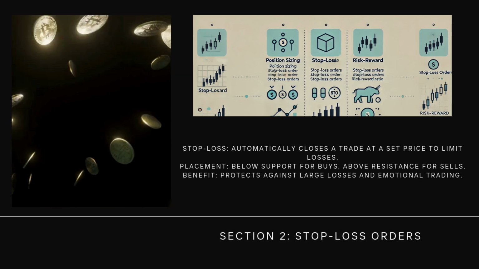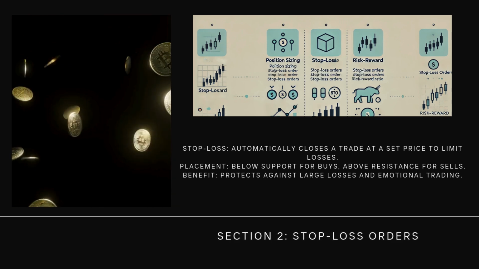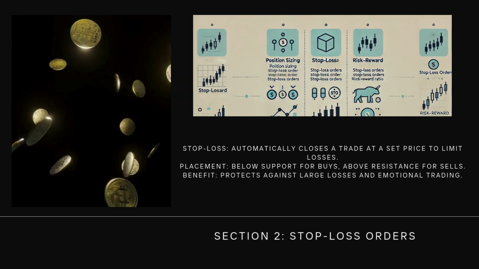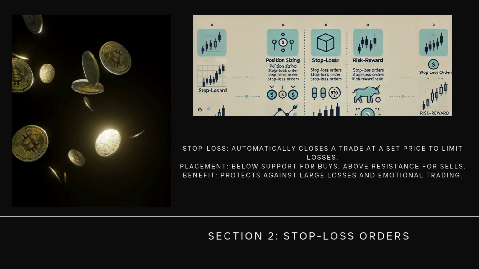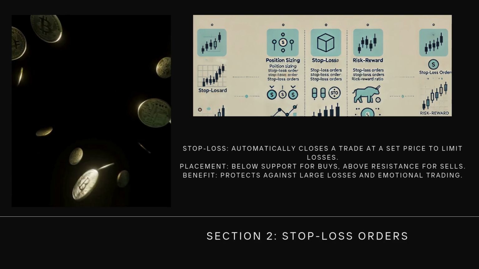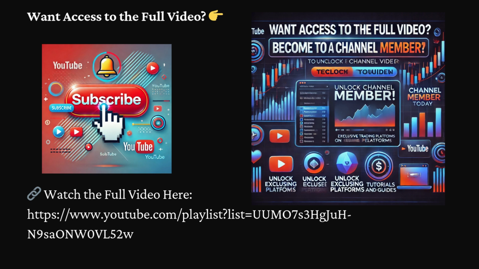Benefits of using stop-loss: prevents emotional decision-making when the market drops. Protects your account from large drawdowns. Example: buy EUR/USD at 1.1200. Set a stop-loss at 1.1150, 50 pips below. Pro tip: use ATR, average true range, to calculate dynamic stop-losses based on market volatility.